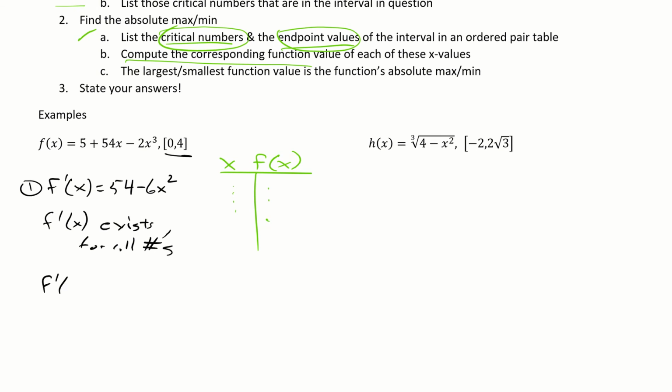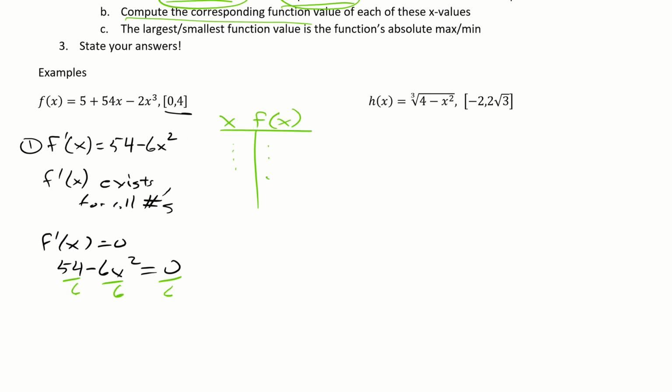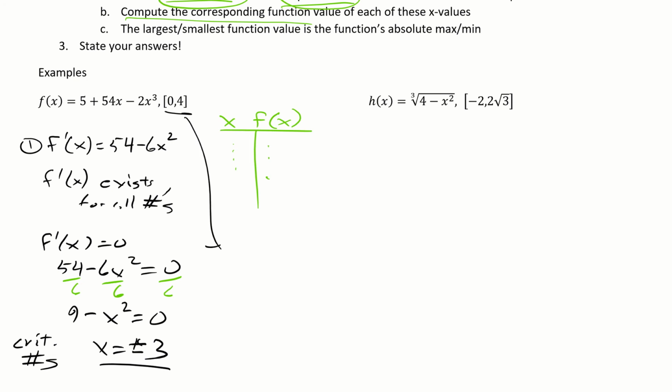But f prime of x equals 0 when 54 minus 6x squared is 0. I might want to divide out a 6 here. If I do that, we're going to see something better. That's 9 minus x squared. So you can tell x is plus or minus 3. These are the critical numbers. But you know what else? These are the endpoints, and we have to check those too.